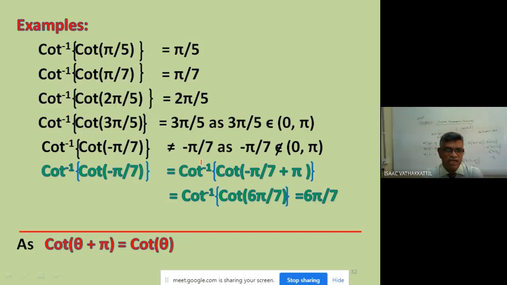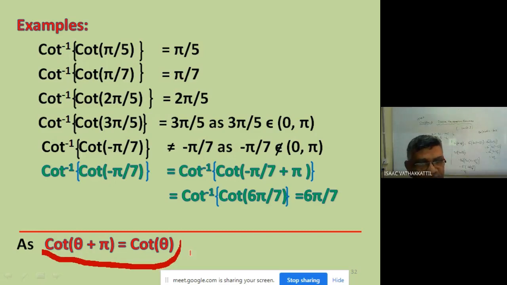Cot(theta plus pi) is cot theta, you know it. You can use this anywhere. Cot(theta plus pi) is cot theta. Tan(theta plus pi) is also tan theta.